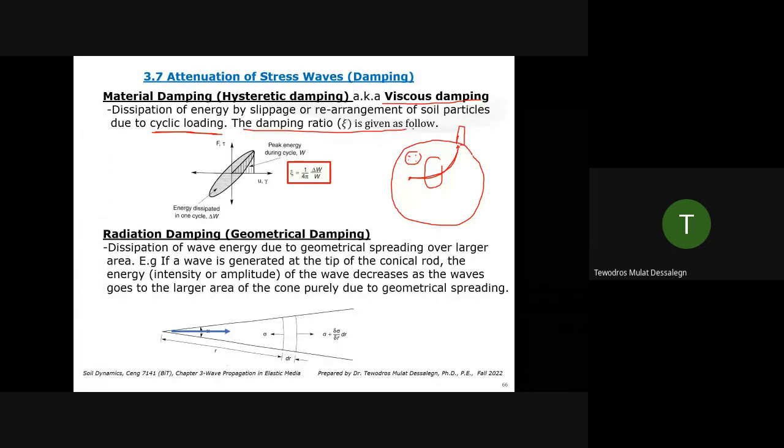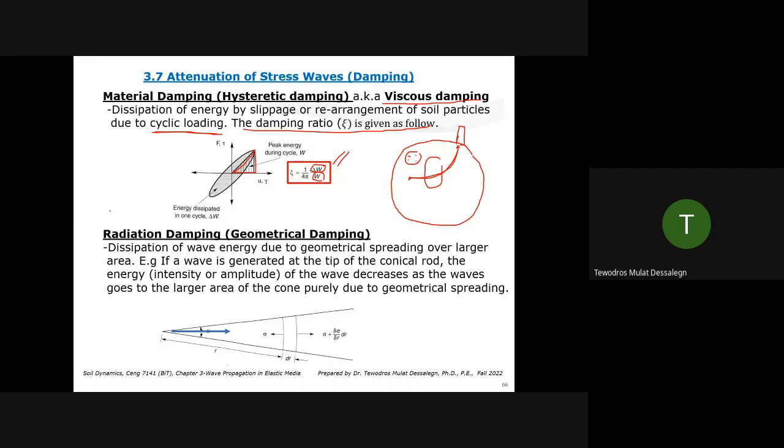The damping ratio can be determined from lab as 1/4π times ΔW over W. ΔW is the dissipation. If you do one cycle, it is the energy dissipated in one cycle divided by the peak energy. If you have a stress-strain plot, you can find the maximum energy, the peak energy, or the dissipated energy. It can be estimated in lab. We'll see this in chapter 5 or chapter 6, I believe. This is one way we can find the damping ratio of different soil materials. Material damping can be estimated in a lab.